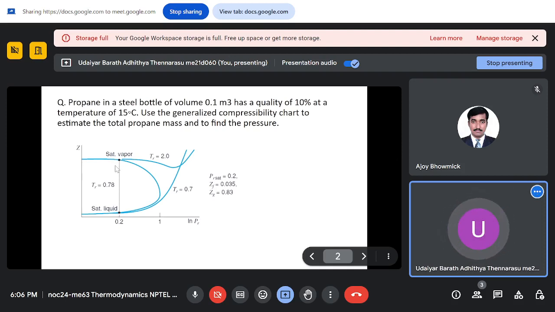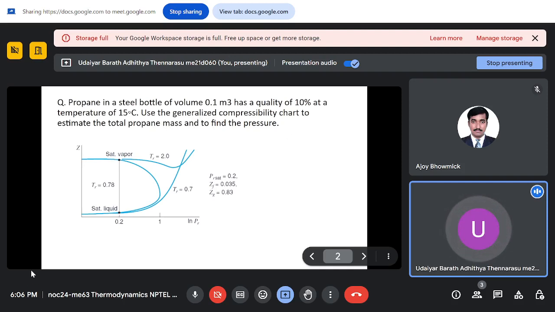So the example: propane is in a steel bottle whose volume is 0.1 meter cube. They say its quality is 10% at a temperature of 15 degrees Celsius. So 10% is vapor and 90% is liquid. Use the generalized compressibility chart to estimate the total propane mass and to find the pressure.